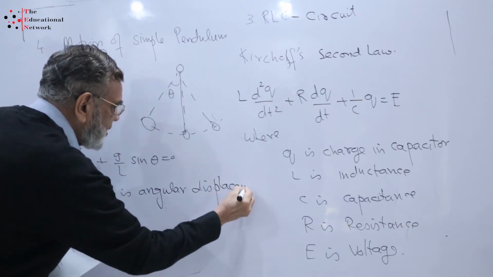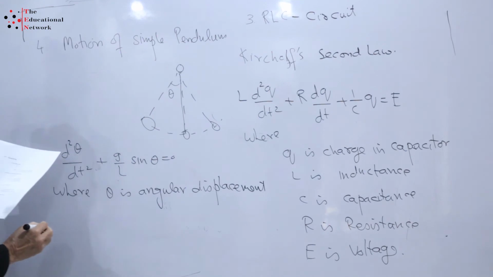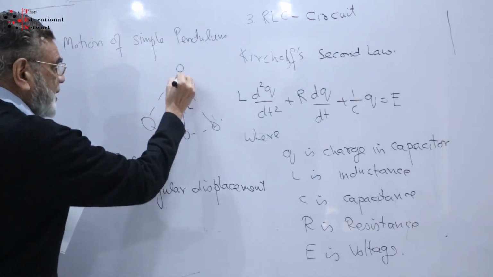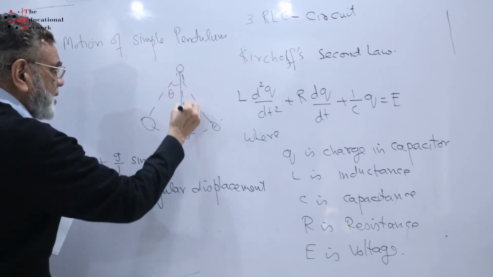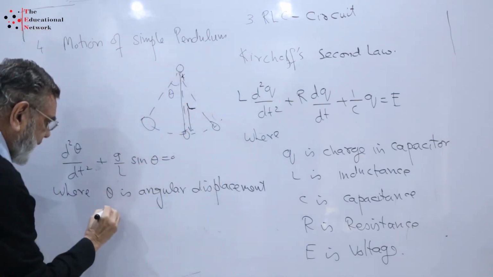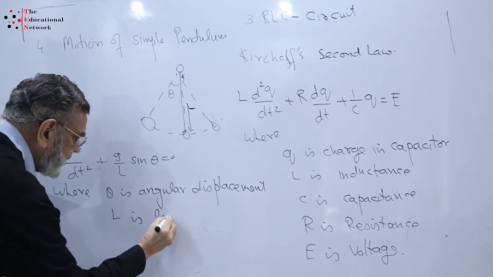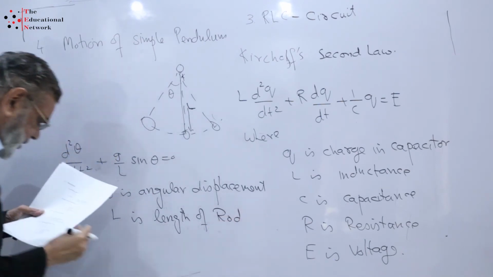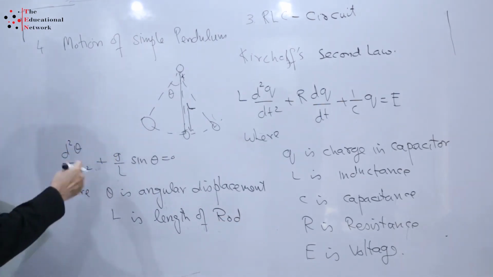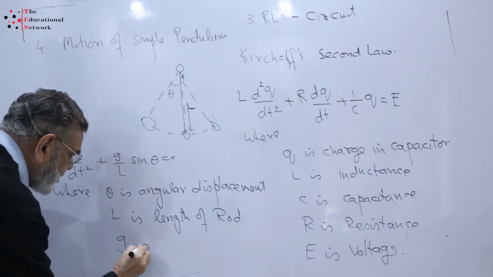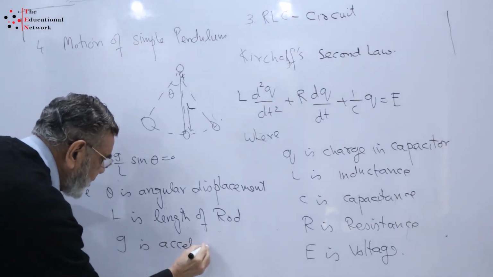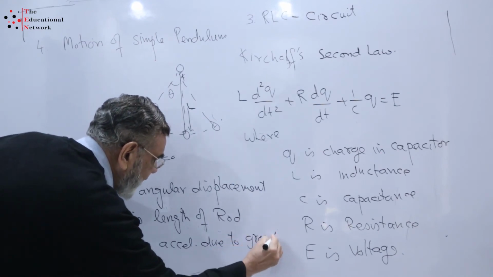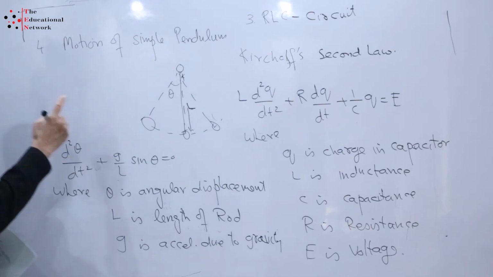Theta is angular displacement, and L is the length of the rod. This is my L, the length of the rod. These are all physical phenomena that we can describe in terms of the equation. G is the acceleration due to gravity, or gravitational acceleration, we can say. So these are the ideas that we're having here.